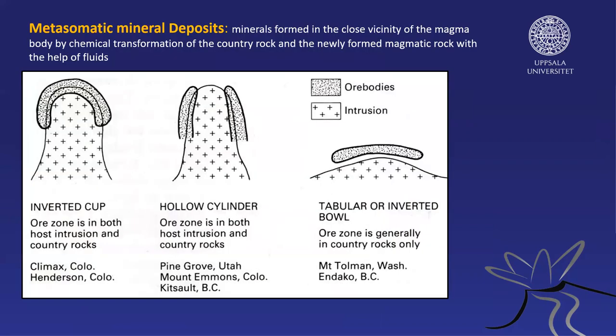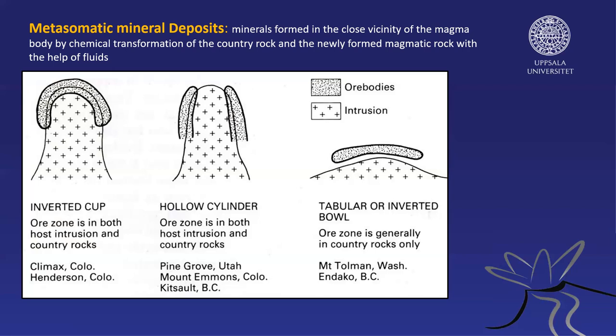Okay, let's switch to the next one. So, metasomatic mineral deposits: minerals formed in the close vicinity of a magma body by chemical transformation of the country rock, but also the newly formed magmatic rock, with the help of fluids. Basically, we are close to a magma body. You have a lot of heat, you have a lot of fluids, and you have a lot of chemical reactions. You transform the minerals, elements move, and then you form an ore deposit.